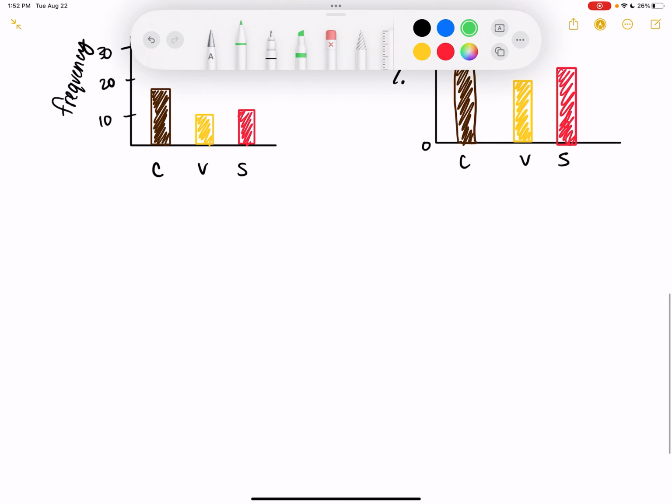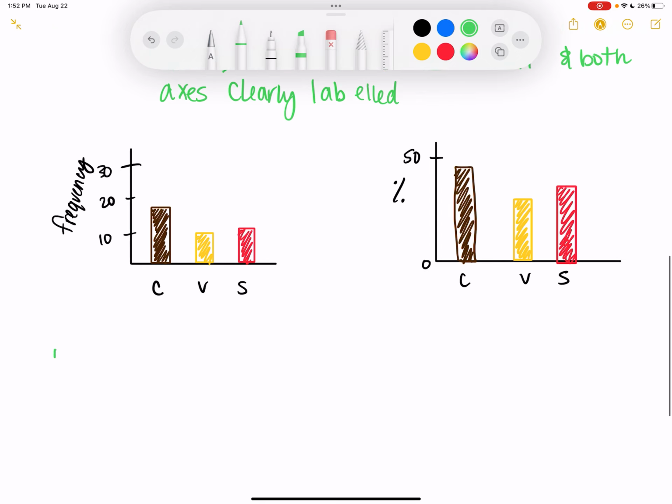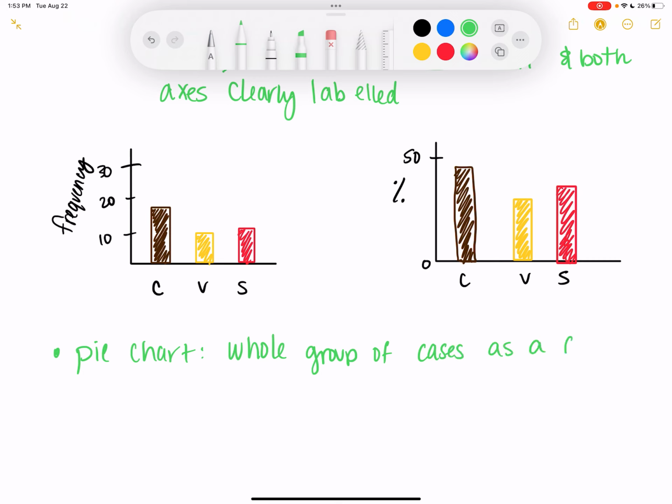So, I mean, there's clearly math up here. You heard about the wrestling, Josh. Okay, next. Pie chart. Cup stacking? That is a sport. Whole group of cases as a circle.